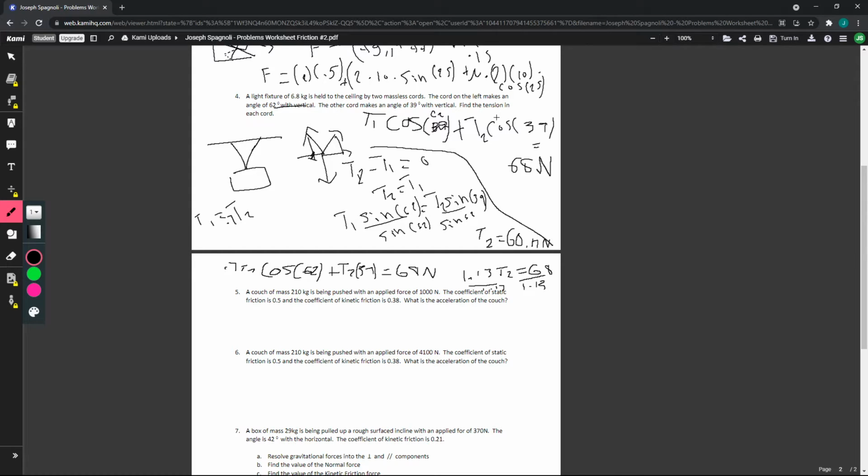Now we simply divide both sides by cosine 62. And that gives us T1 is equal to 42.5 newtons. Okay. Alright. I think I'm getting a little bit better at this.